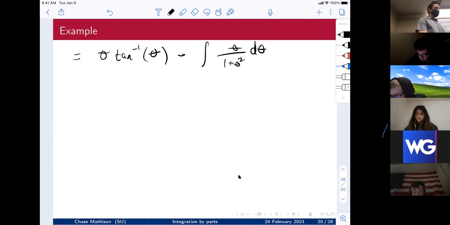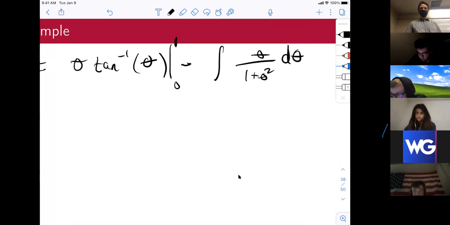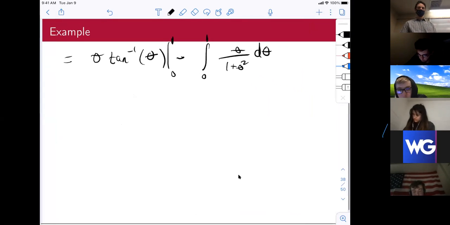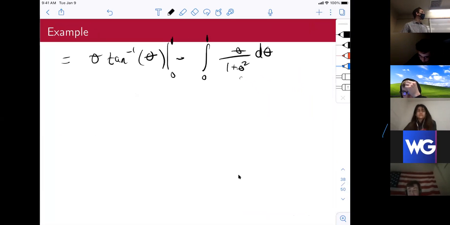But now we're doing a definite integral. So I can evaluate this at theta equals 0 and theta equals 1, and the bounds on that new integral are 0 to 1. Okay. So we've got another integral that we need to do, as we always will when we use integration by parts. But how do you want to do this integral here?